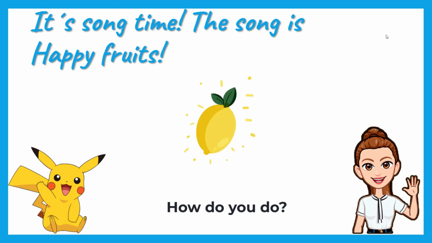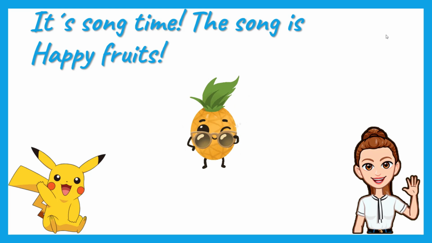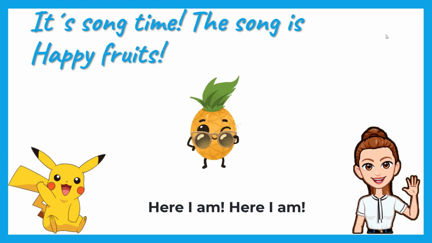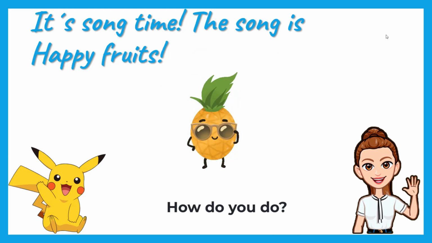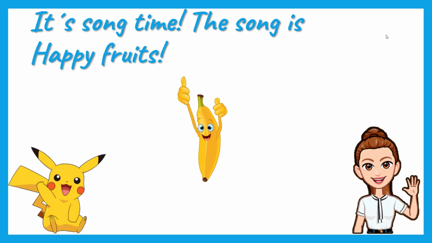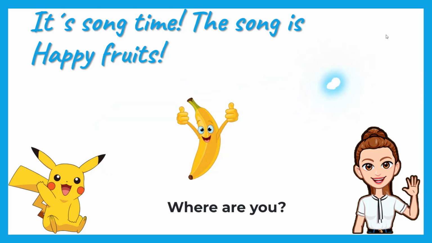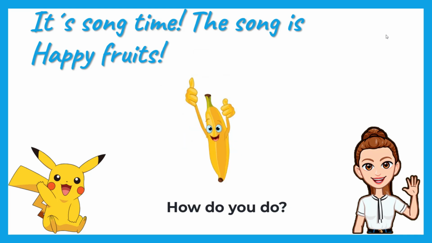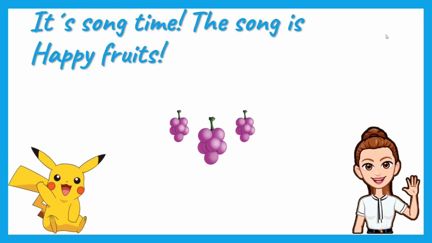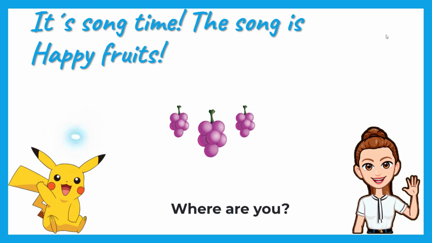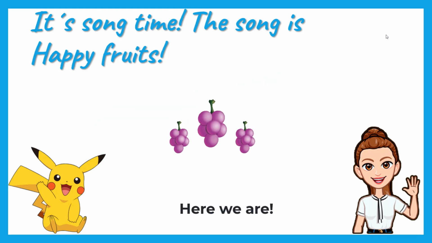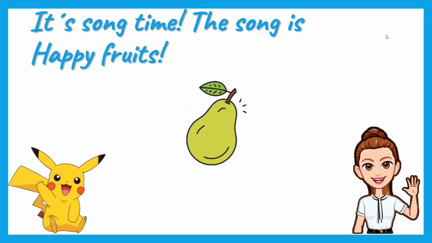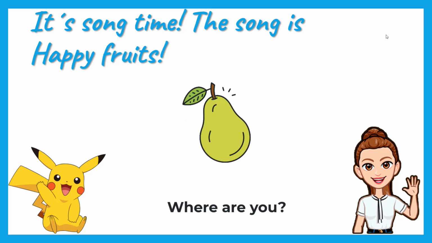How do you do? Pineapple, pineapple, where are you? Where are you? Here I am, here I am. How do you do? Banana, banana, where are you? Where are you? Here I am, here I am. How do you do? Grapes, grapes, grapes, grapes, where are you? Where are you? Here we are, here we are. How do you do? Pear, pear, pear, pear, where are you?